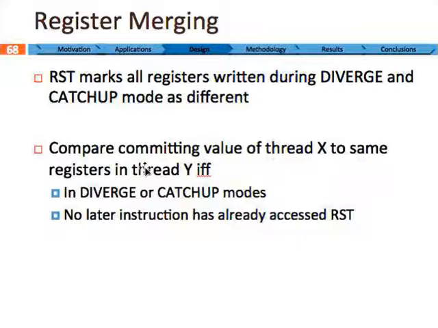So what we'll do for the loads is we'll have a predictor. We'll say, okay, have we seen this instruction before? Did the load come back the same way before? Do we think these are going to be the same values? And so at least that'll give us fewer rollbacks.